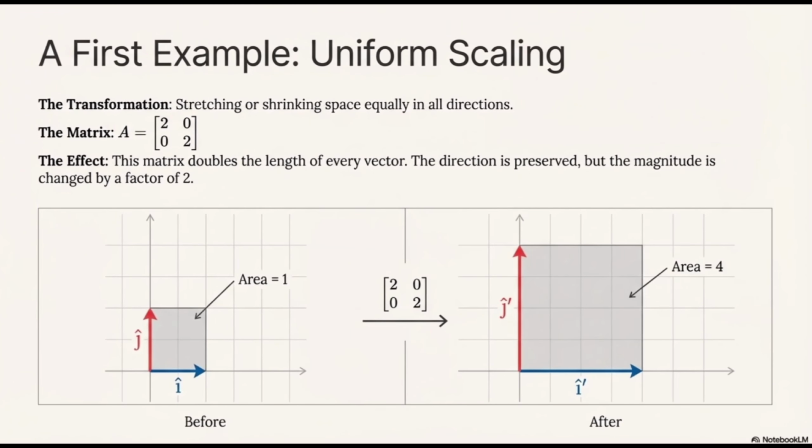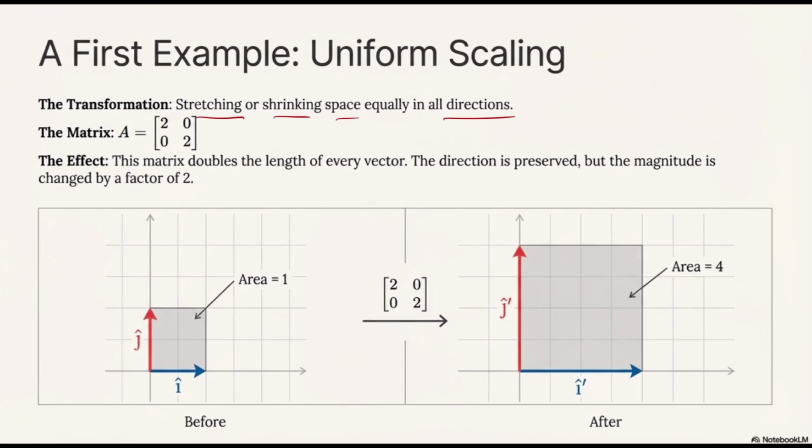So the very first example that we have is about uniform scaling. What does that mean? In this transformation, we are only going to stretch or shrink the space equally in all directions. We are not going to skew it. We are not going to flip it. Maybe at some points, if our matrix has some negative numbers, it's going to be flipped. But right now we're talking about positive. So nothing strange is happening to our vectors or to our space.